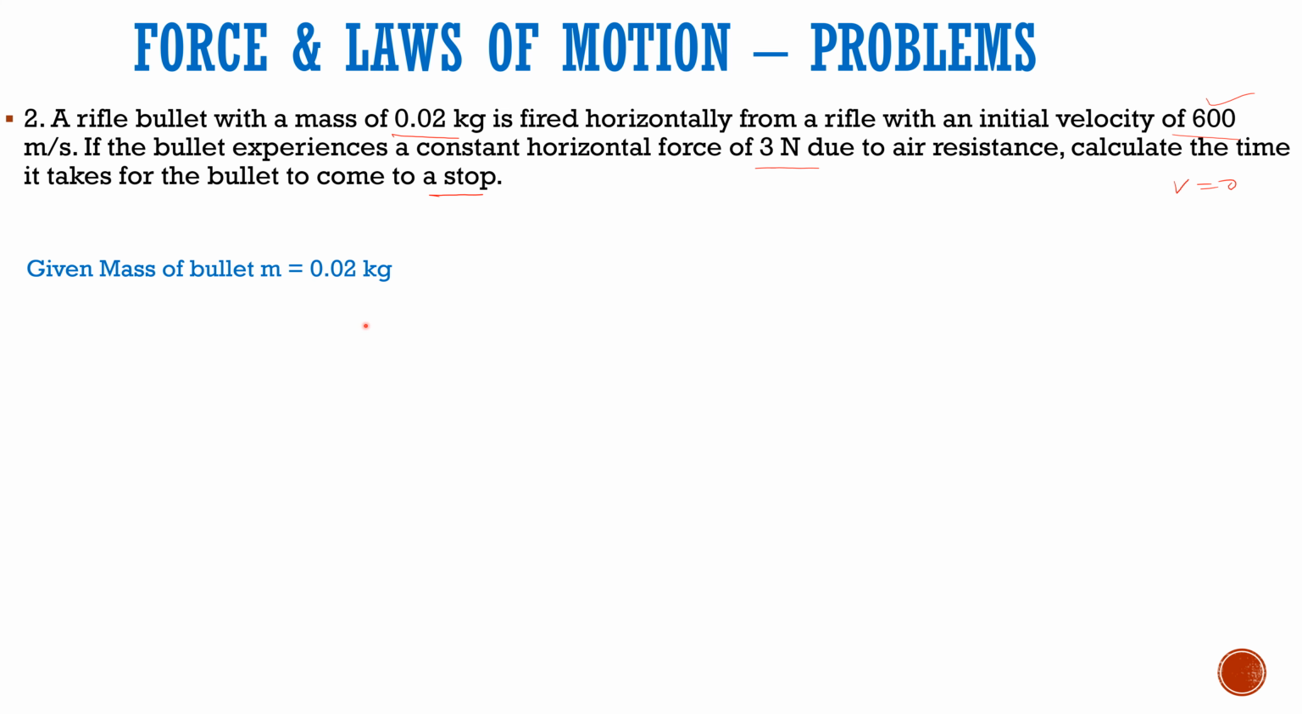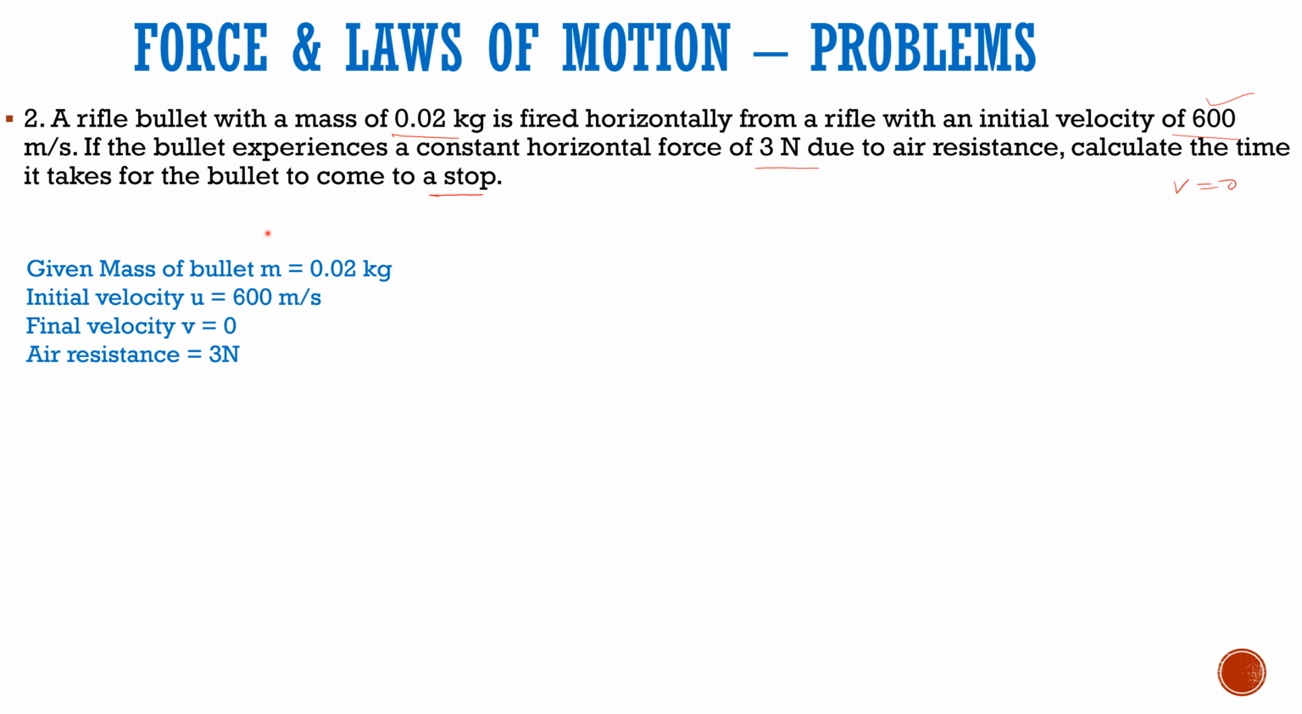So this is a mass, and the initial velocity is 600. So the mass is 0.02 kg and the velocity is 600. These are the given data for us. Final velocity, as we know, should be 0. The air resistance is 3 Newton. Nothing but the air resistance will be the reason for the bullet to stop.